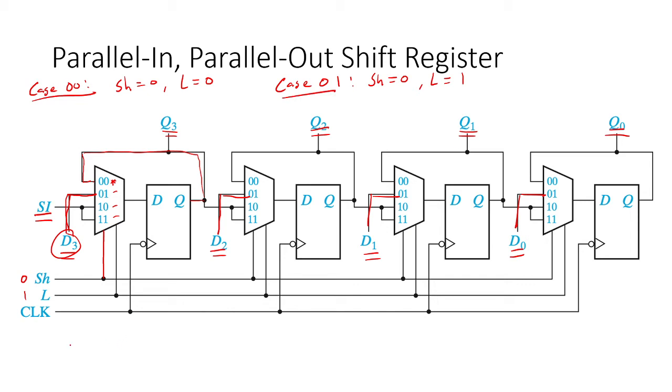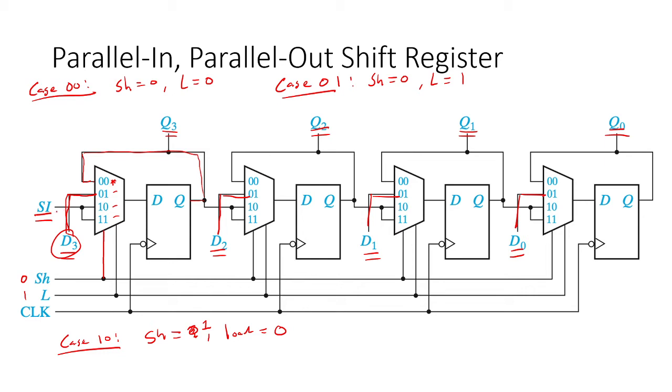Now let's look at, let me write it down here, case 1, 0. So this is the case where shift is equal to 1 and load is equal to 0. So in this case, we want to actually do the shifting.